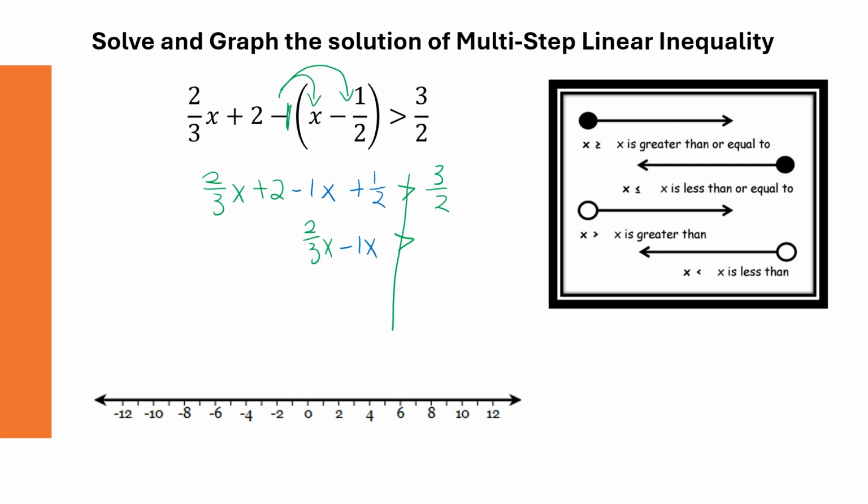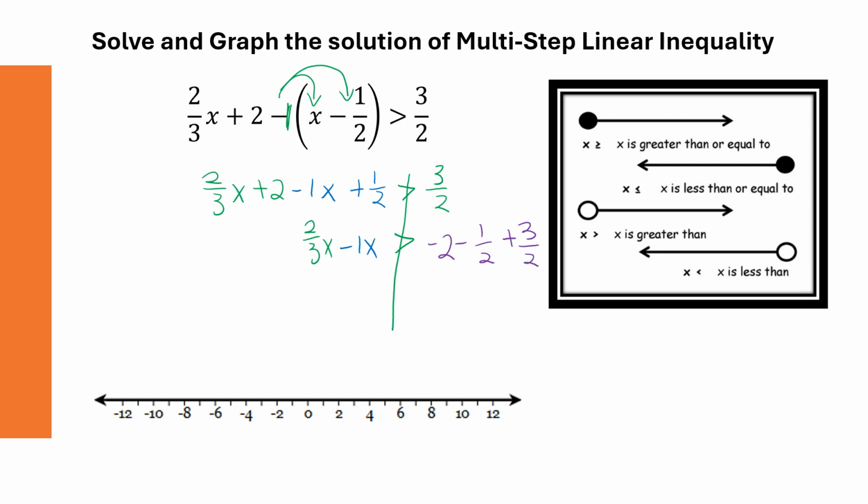So now when we move the constants to the other side, make sure you change the sign. So positive 2 should become negative 2. Positive 1/2 is negative 1/2. And since positive 3/2 is already on the right side, you just bring down positive 3/2.